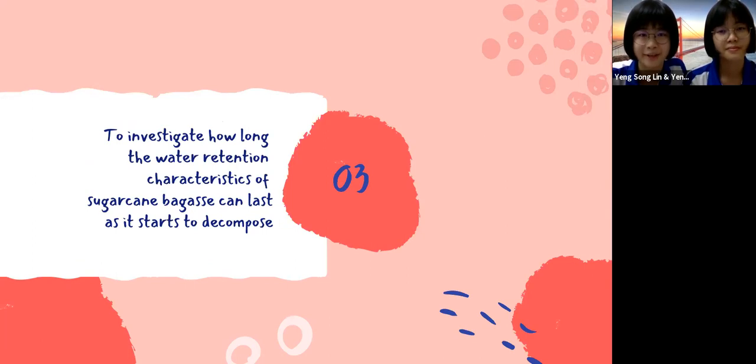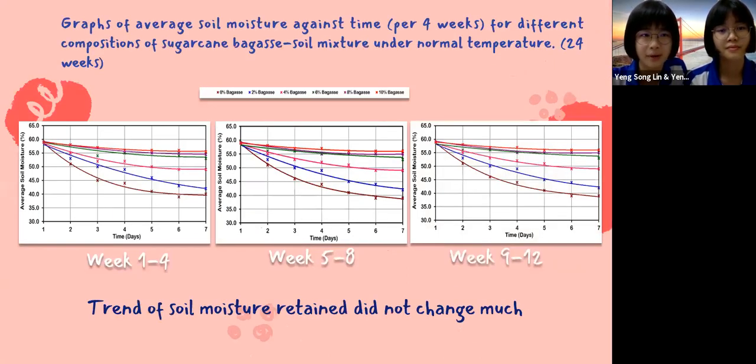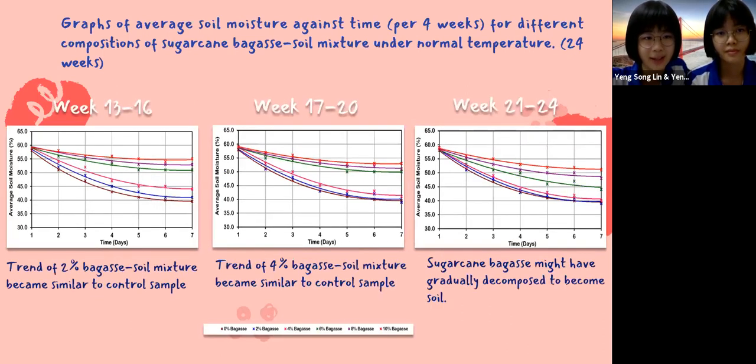Finally, for our third experiment, we want to know how long it will take for sugarcane bagasse to decompose. For the first 12 weeks, what we can see from the graph is that there was no obvious change in the trends of the soil moisture retained. However, when we get to the 13th week, which is about 3 months, the trend of the 2% bagasse soil mixture has dropped and became similar to the control sample.